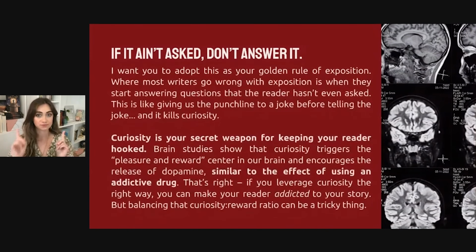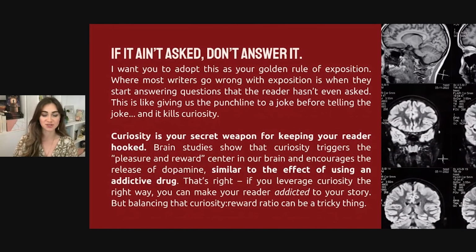But first, my golden rule of exposition. I want you to adopt this as your golden rule. If it ain't asked, don't answer it. Where most writers go wrong with exposition is when they start answering questions that the reader hasn't even asked. This is like giving us the punchline to a joke before telling the joke, okay? It kills curiosity. Curiosity is your secret weapon for keeping your reader hooked.